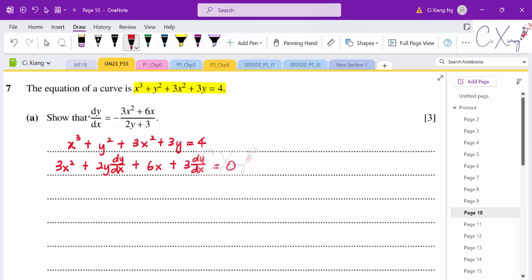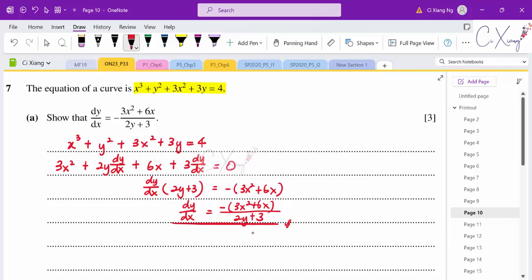And now, to get the dy/dx, of course, we have to factorize out the dy/dx on the left. So I'm having 2y plus 3. Move the other terms to the right-hand side, so I'm having negative 3x squared plus 6x. And try to bring everything over. And this is how we get our dy/dx. So double check our answer. It is exactly like what they want us to show. Then let's proceed to part B.